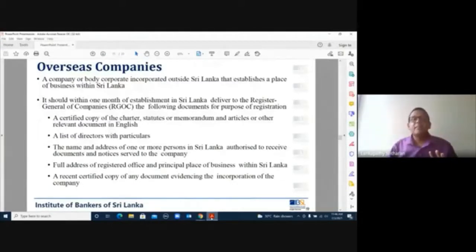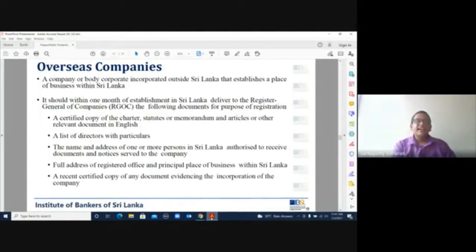But overseas companies, of course, are companies incorporated outside Sri Lanka that establish a place of business within Sri Lanka, which is called an overseas company. An overseas company should, within 1 month of establishment in Sri Lanka, deliver to the Registrar General of Companies the following documents for the purpose of registration.